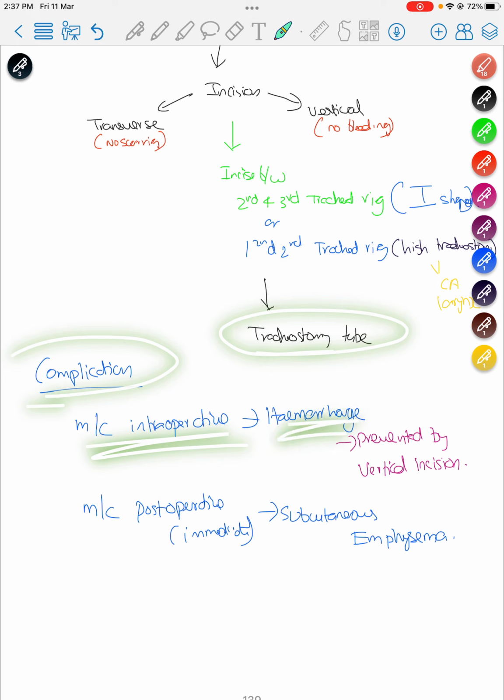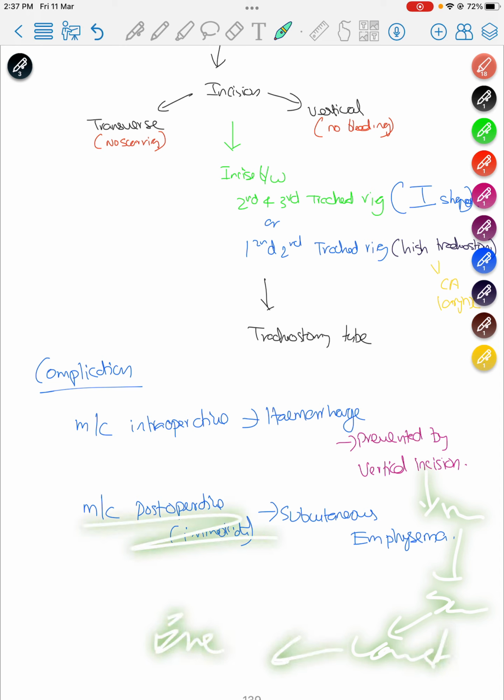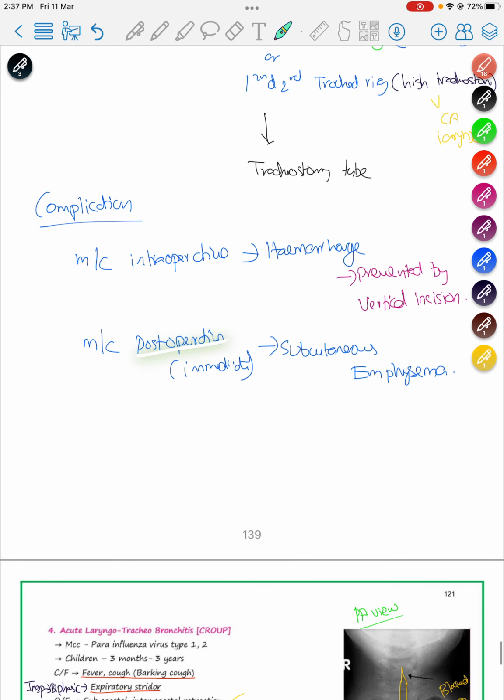Complications: the most common intraoperative complication is hemorrhage. It can be prevented by a vertical incision, but it has late healing, so it produces scarring. So it's a cosmetic problem, but it can be done in an emergency procedure. Then the most common post-operative complication is subcutaneous emphysema, and respiratory insufficiency.